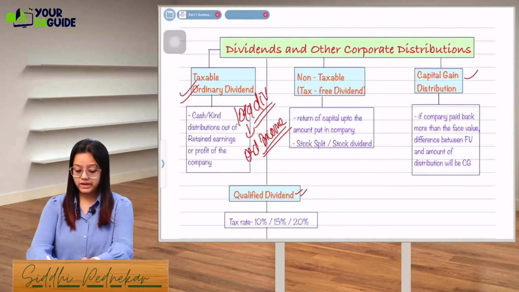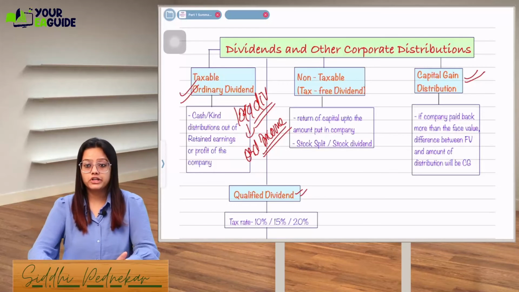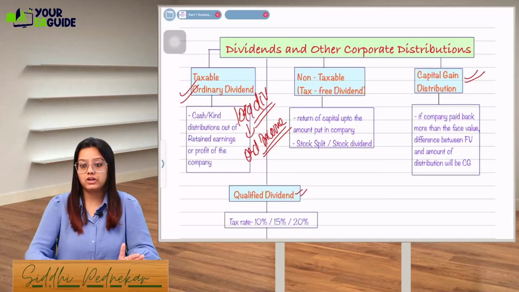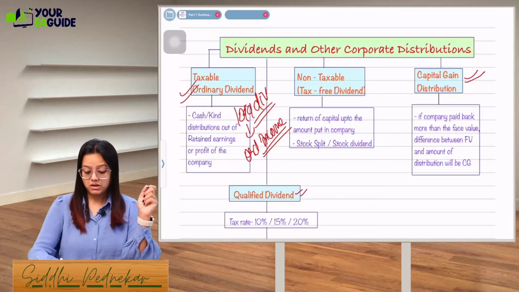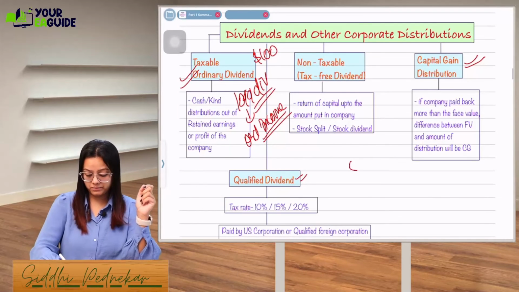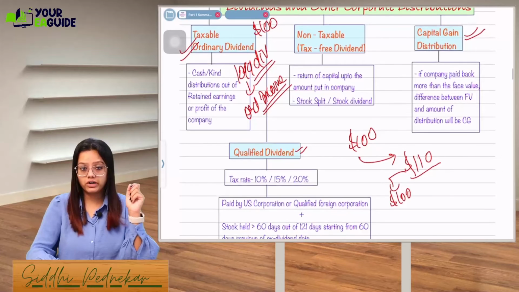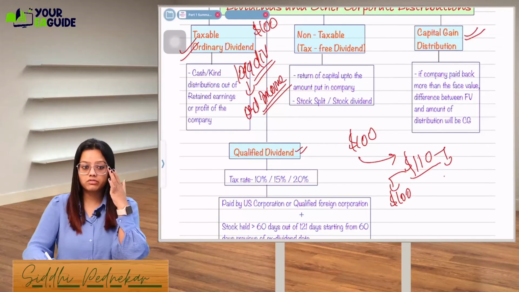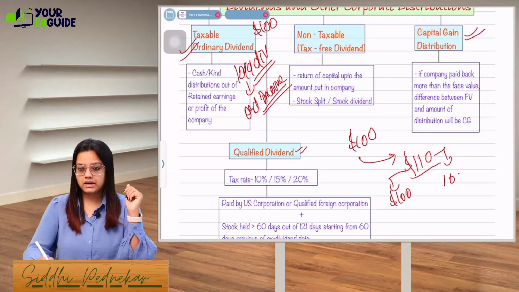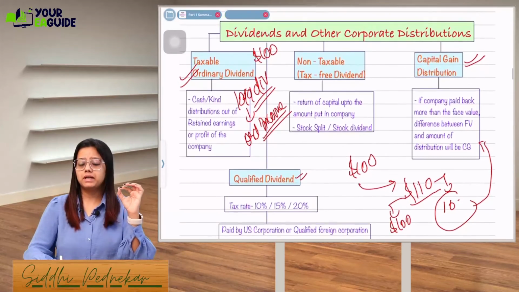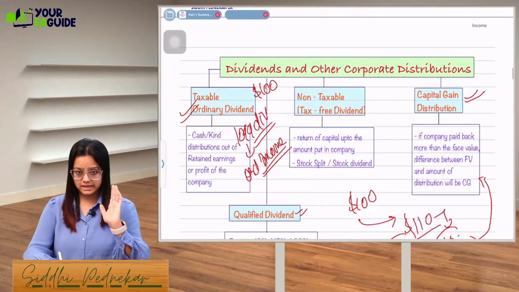Now let's read the capital gain one. When you're going to receive a distribution which is more than the face value, the difference between the face value and the amount of distribution will be your capital gain. Let's say my face value was $100, and I'm going to receive a dividend of $110. So up to $100, it will be recorded as ordinary income, that is taxable. The extra $10 which I'm going to receive will be considered as my capital gain. And it will be chargeable at a capital gain tax rate of 0%, 15%, 20%. We'll see that later on.